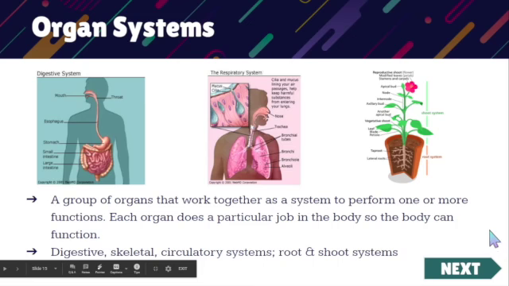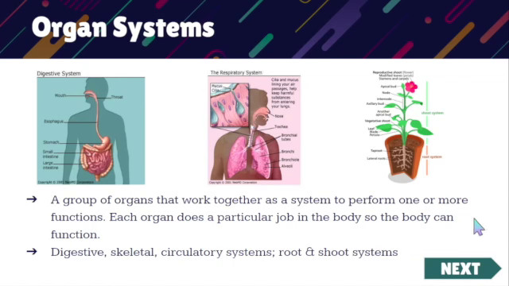All right, the next part: when we have many organs, they come together and work as a system to perform one or more functions. And each organ does a particular job in the body so the body can function. Examples are digestive, skeletal, circulatory, and then in plants, we have the root and the shoot systems.